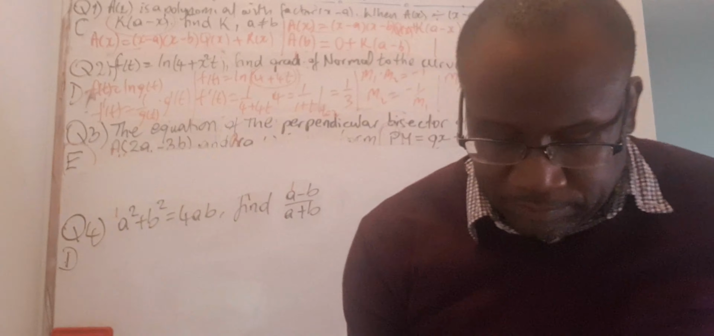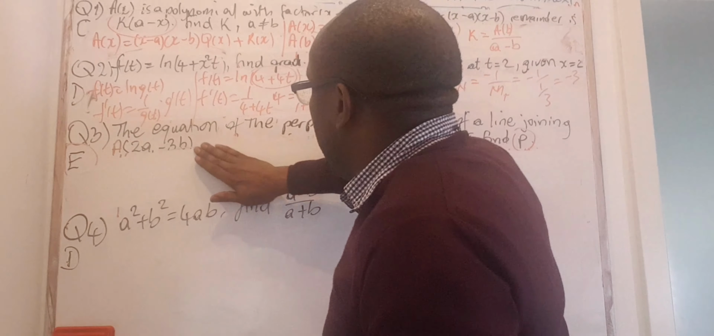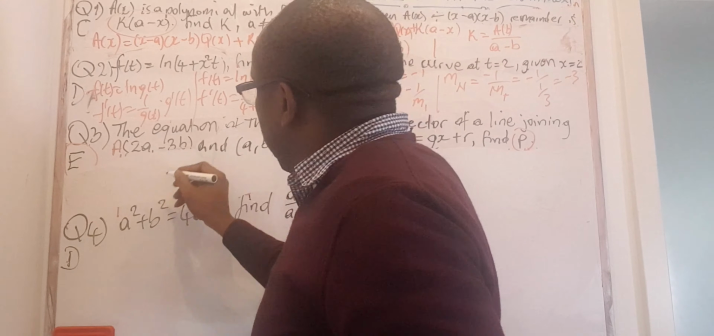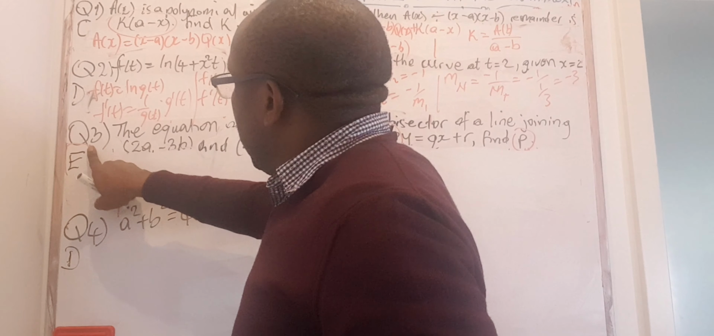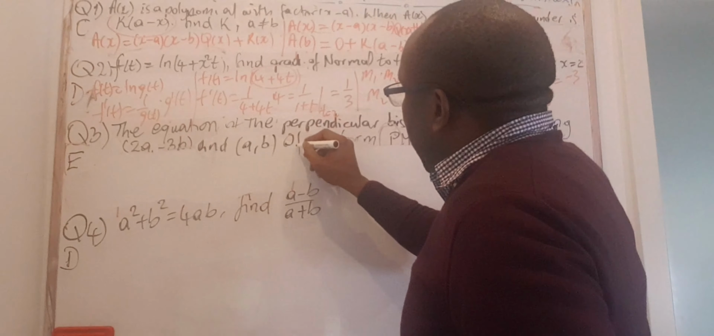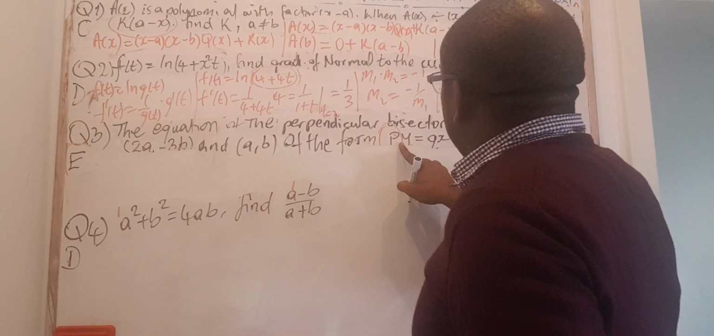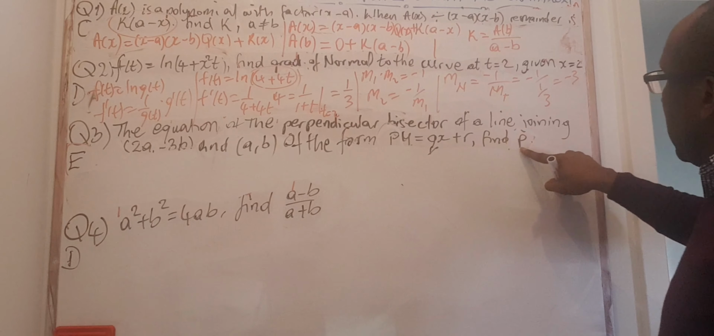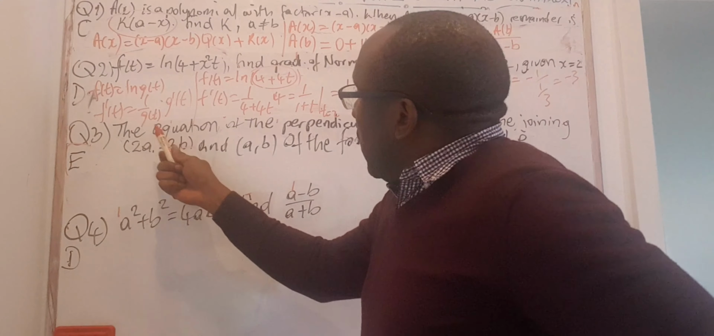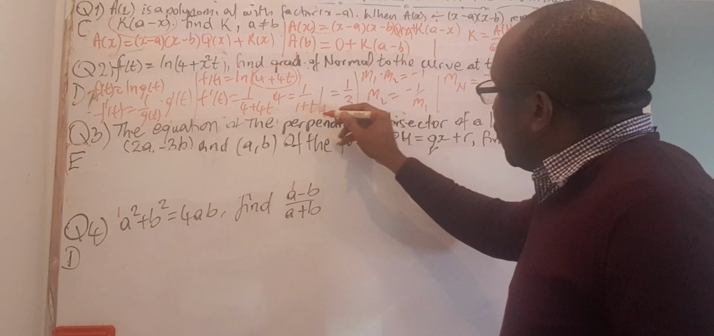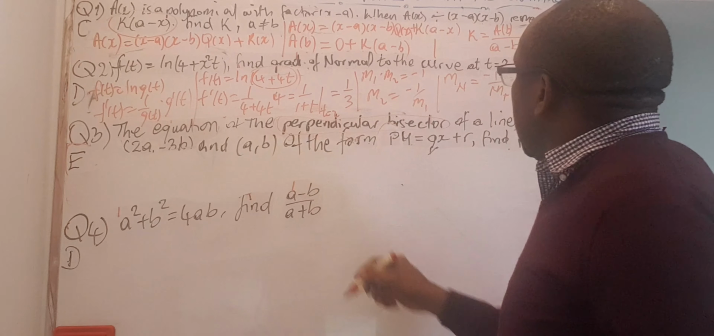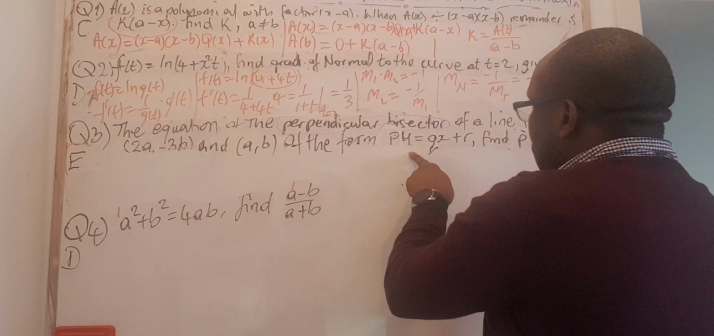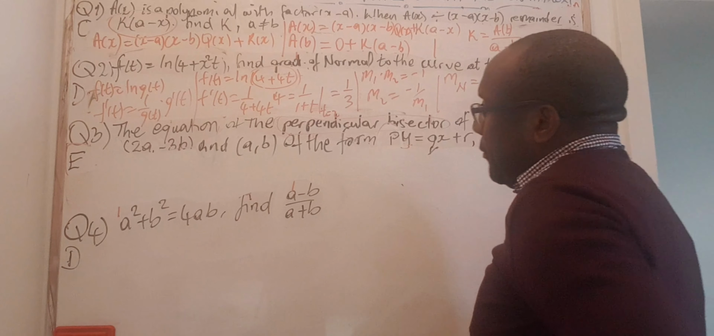You were told that the equation of the form Py is equal to Qx plus R, find P. The equation of the perpendicular bisector, so what was important, you have perpendicular and bisector, of a line joining these 2 points with the coordinates given there, is of this form: Py equal to Qx plus R, find P.